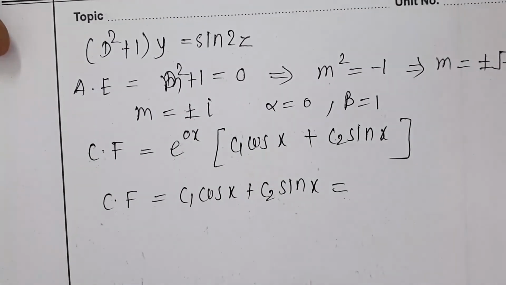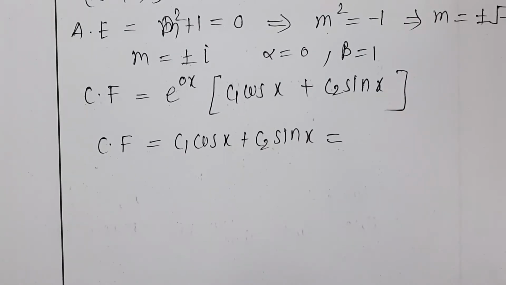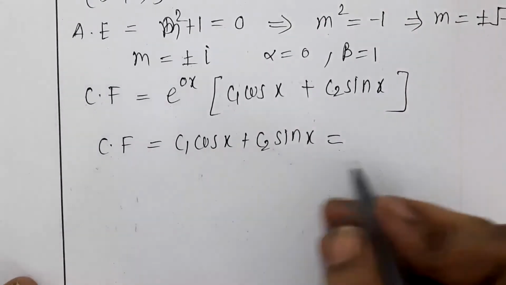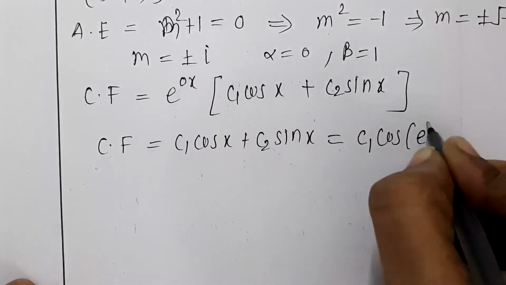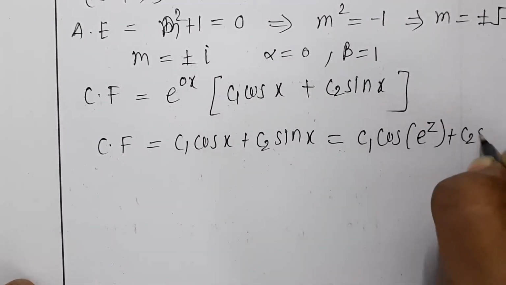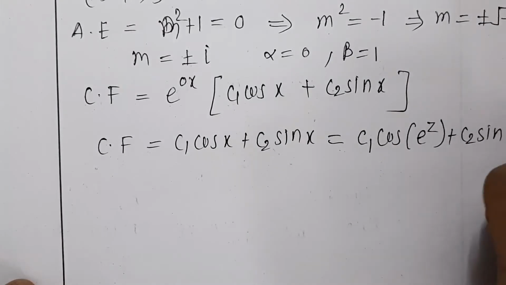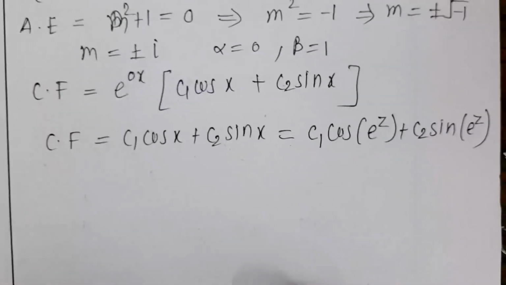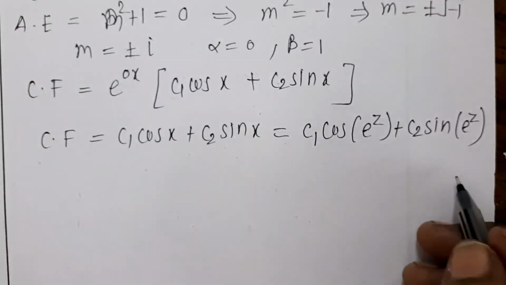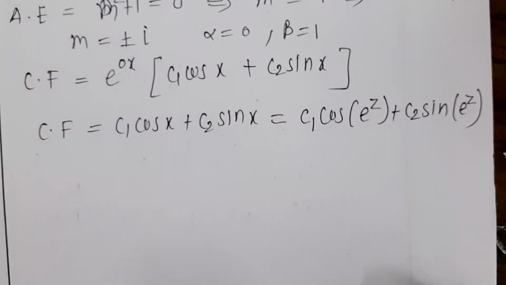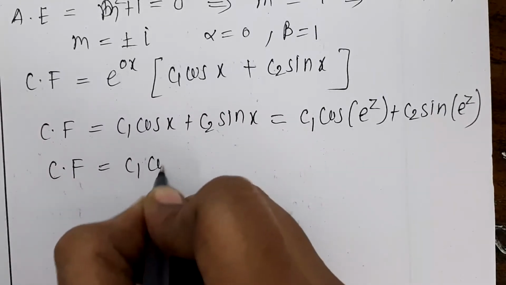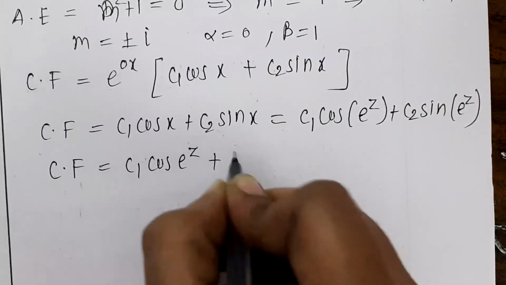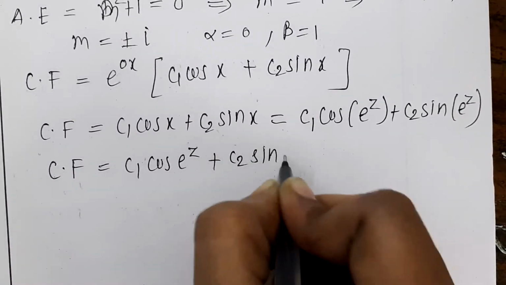Now what is x? x is nothing but e to the power z. So you can resubstitute the value of z. So it is c1 cos of e to the power z plus c2 sin of e to the power z. This is the CF. Next, PI. The CF we obtained here is c1 cos of e to the power z plus c2 sin of e to the power z.